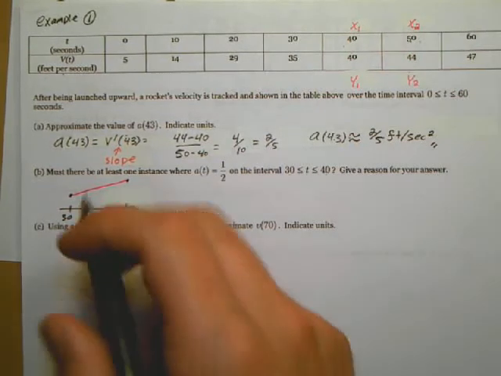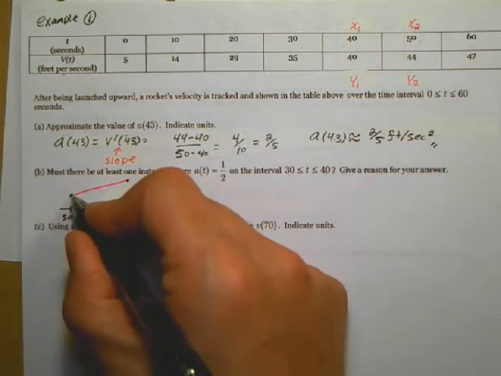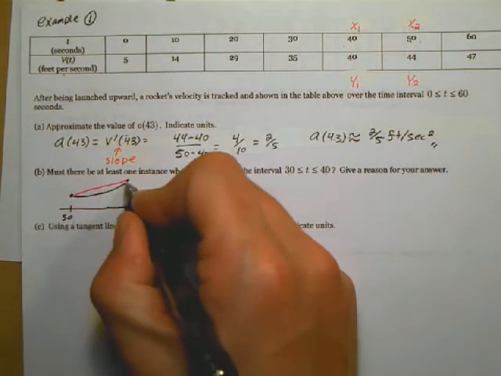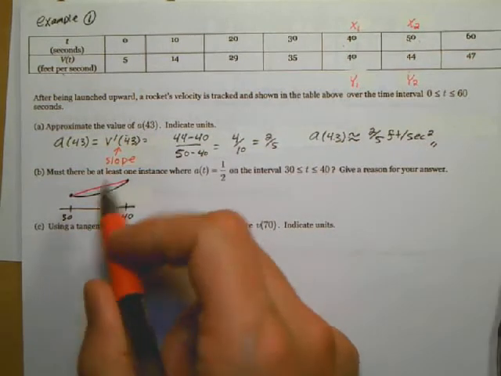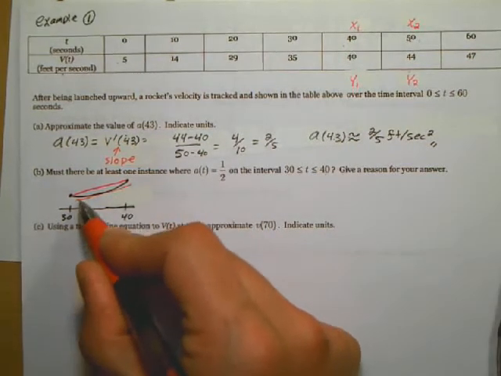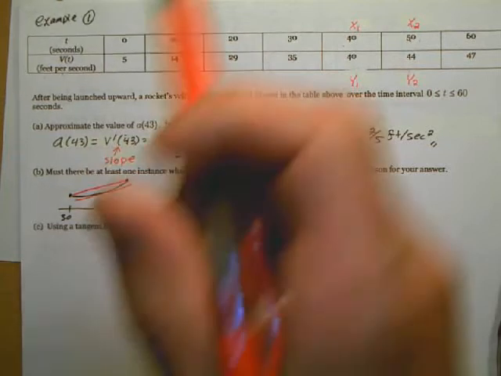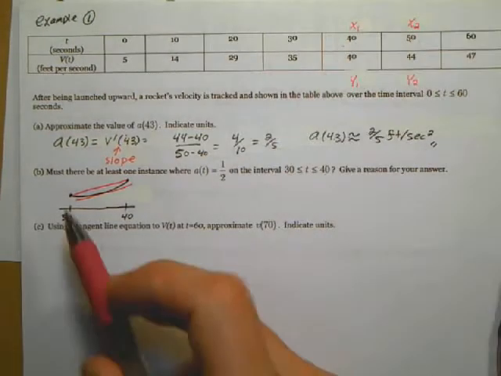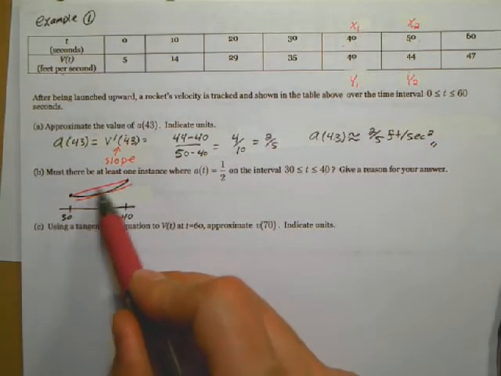let's say the true function maybe goes up like this, it's saying is there some instance at which the tangent line is going to be parallel to that? Well, let's go ahead and find the slope of this pink line that connects them.